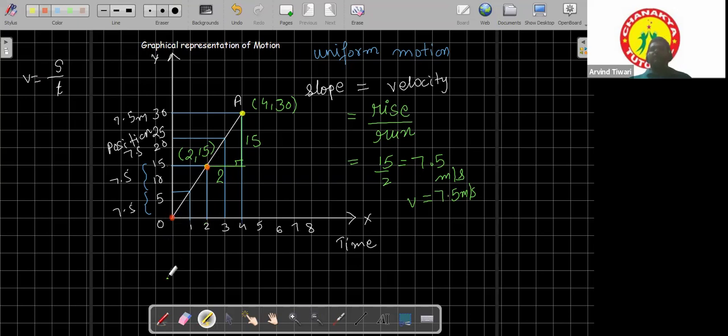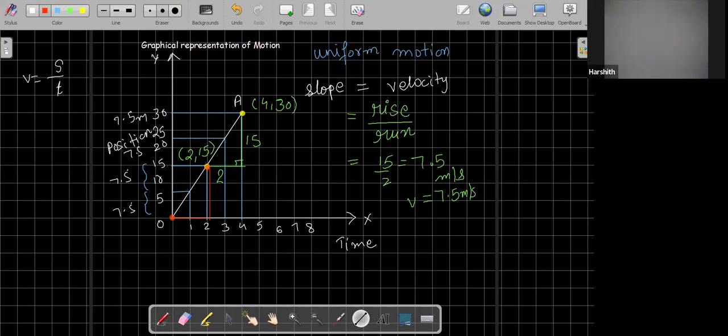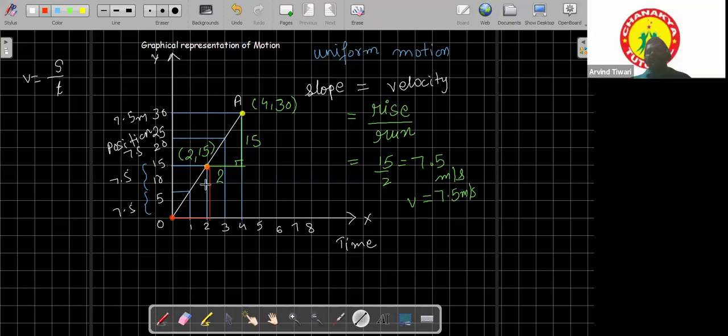what do you get as the velocity again? Sir, same velocity. Uniform velocity. See, the rise is 15 and run is 2. So again, you get the same velocity. So at any time, you find out this slope. The slope of the graph will give you the velocity. Everyone has understood this?